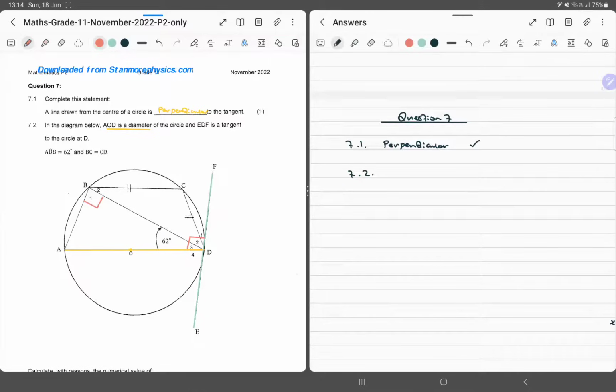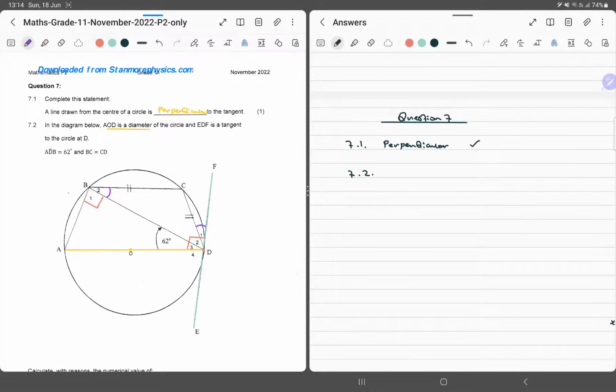Okay, let's read. Now to the circle at D. That's fine. So this is the point of tangency there. Then ADB is 62 degrees, so it's indicated. And BC is equal to CD, also indicated. So what can we do with this? We've got our friend called the tan chord theorem. So this guy is going to be equal to that guy. That's tan chord theorem.